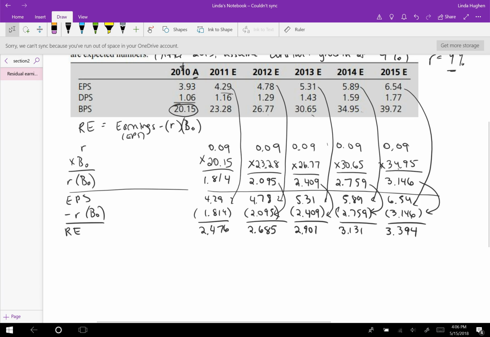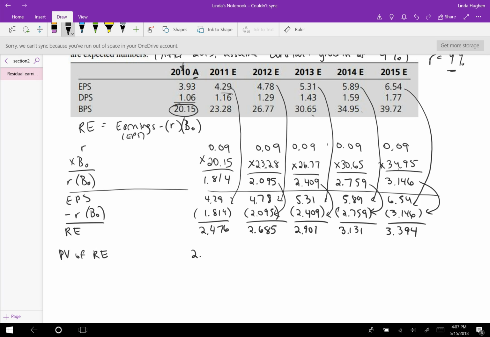All right, now ask yourself, what's the next step? We've got residual earnings for each year, 2011 through 2015. Remember, we can't just add these up and add them to our beginning book value to get firm value. We need to find what these residual earnings per share amounts are in today's dollar terms. So, of course, we need the present value of these residual earnings.